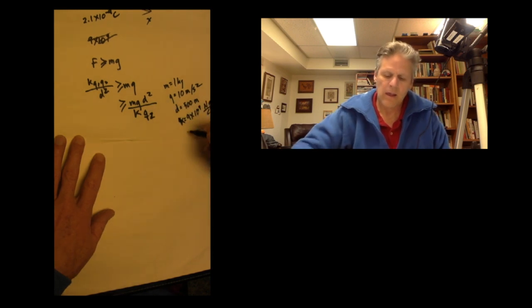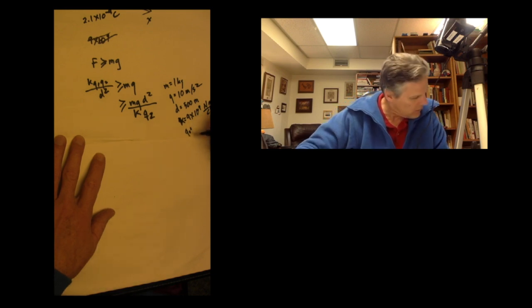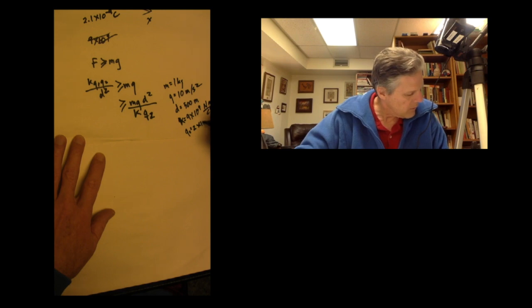And K is 9 times 10 to the 9th newton meter squared per coulomb squared. And Q2 is in coulombs. Let's just go ahead. What was it? 2.1? Yeah, let's just call it 2 times 10 to the minus 4 coulombs.